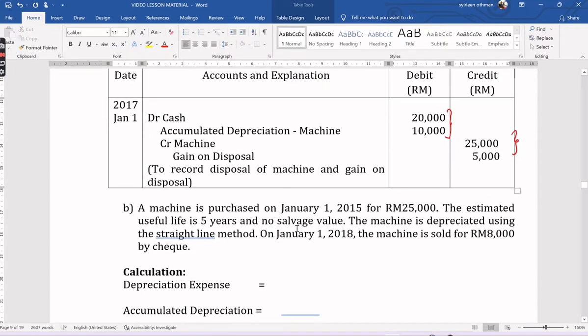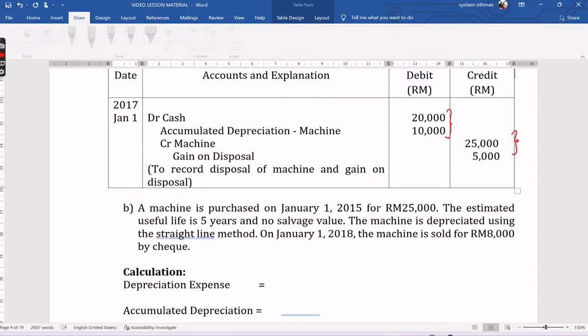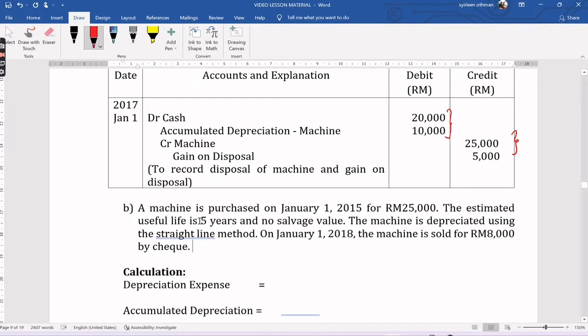Okay, another question. This machine is a new question. It has nothing to do with the previous ones. This machine is also bought on the 1st of 2015 with a price of 25,000. It has the same useful life, and there is no salvage value. That means the salvage value is 0.